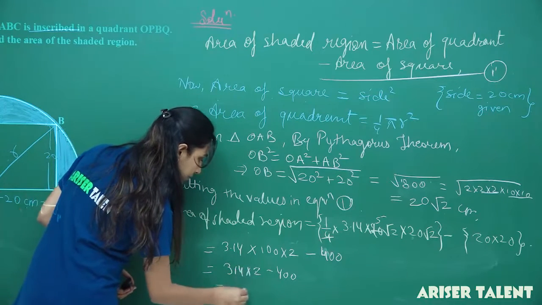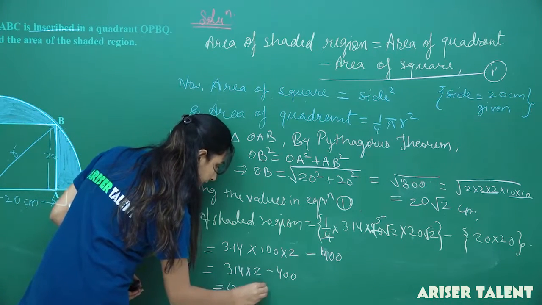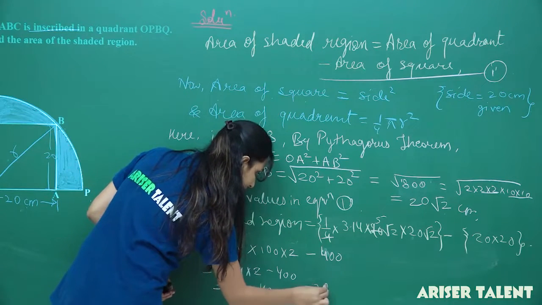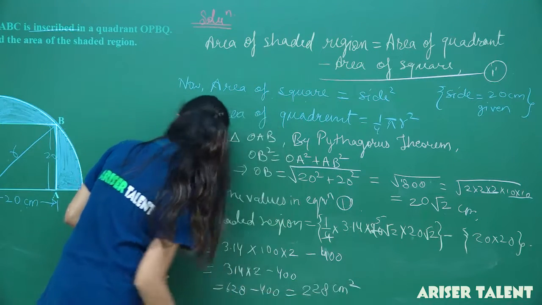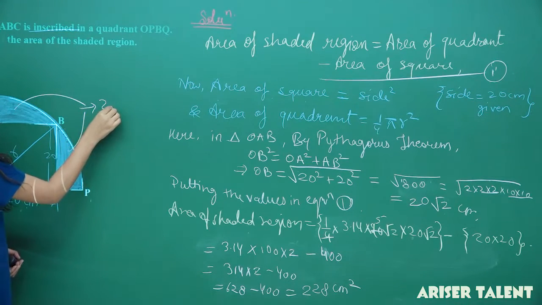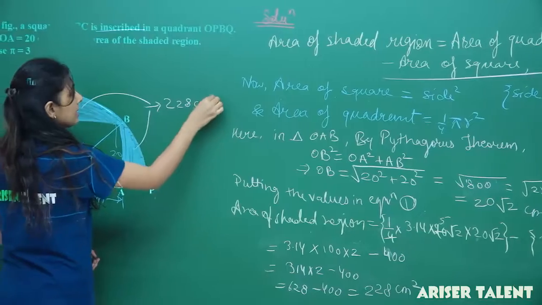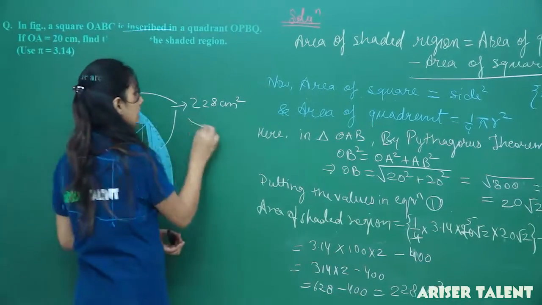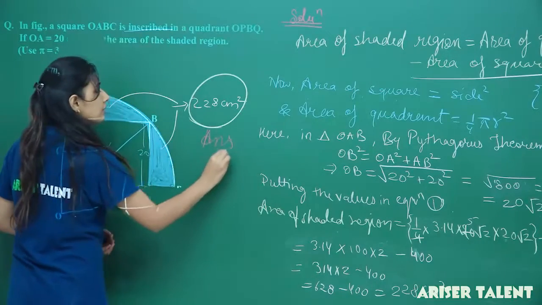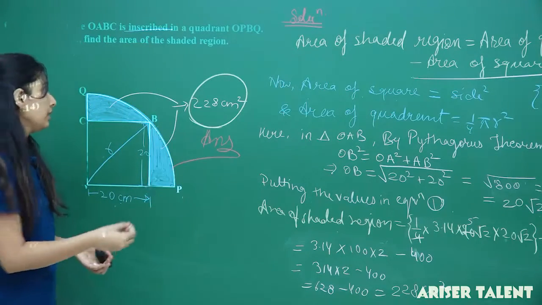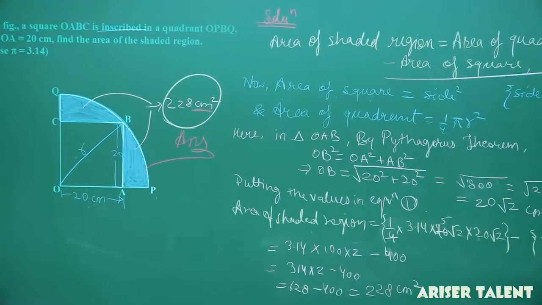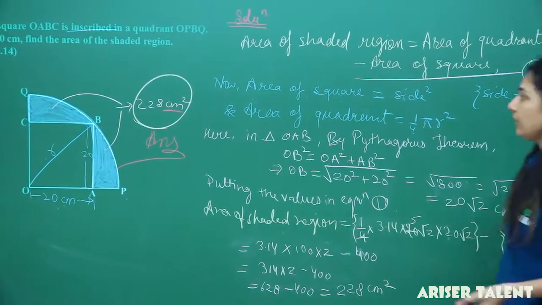Now what will it be? 8, 2, 6 minus 400. Will it give you nothing but 228 centimeters square. So the area of this shaded portion will be what, equals to what? 228 centimeter square. And this particular is what your answer, my dear students, in centimeter square. So note this, students, so that we can move forward to next question. Right.